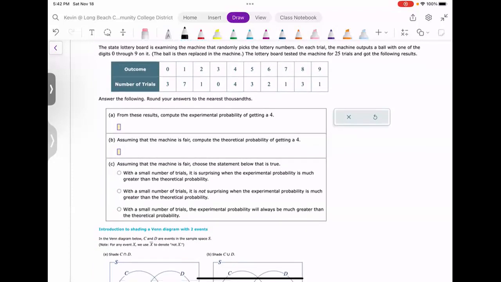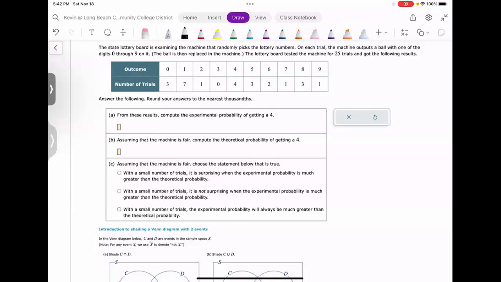The state lottery board is examining the machine that randomly picks the lottery numbers. On each trial, the machine outputs a ball with one of the digits 0 through 9 on it. The ball is then replaced in the machine. The lottery board tested the machine for 25 trials and got the following results. So let's interpret what this means. A 0 came out 3 times out of the 25. A 1 came out 7 times. A 2 came out once. A 3 came out 0 times, and so on.